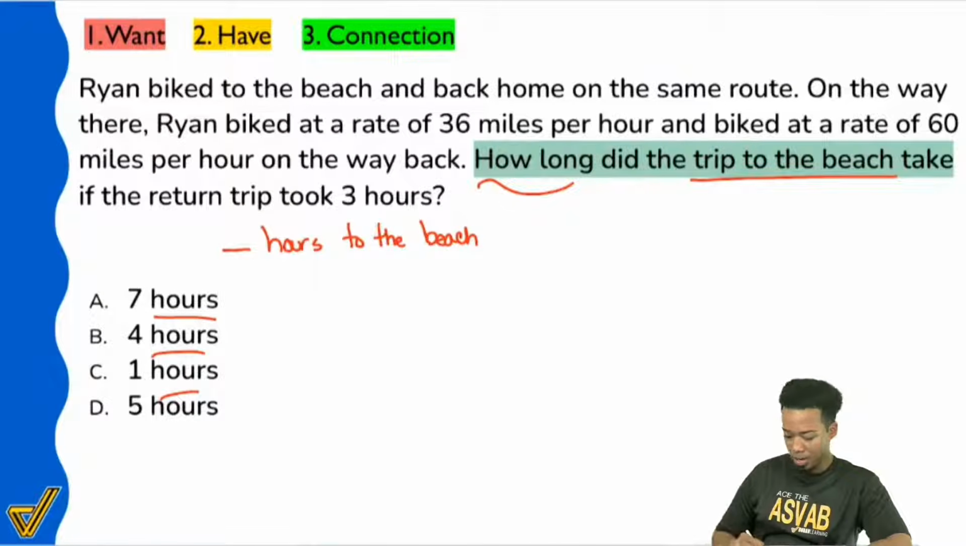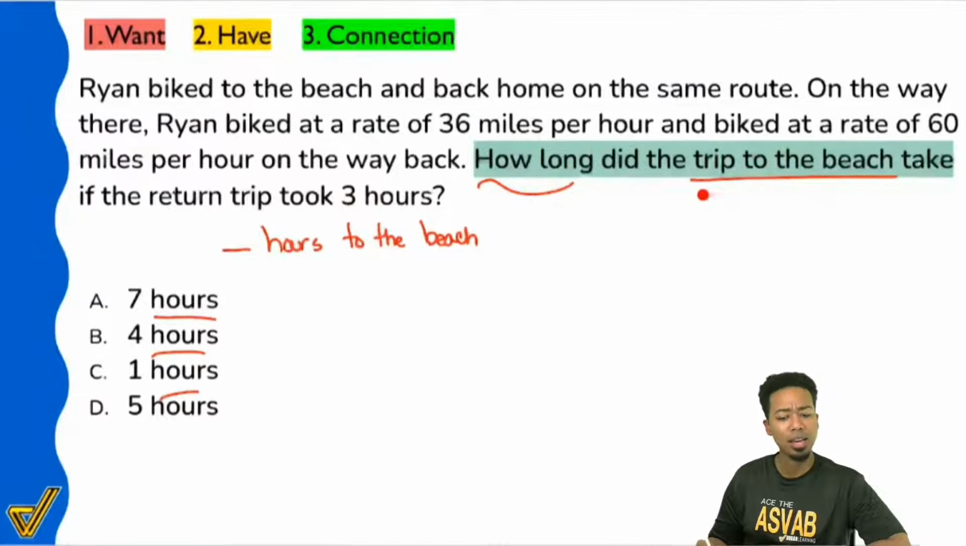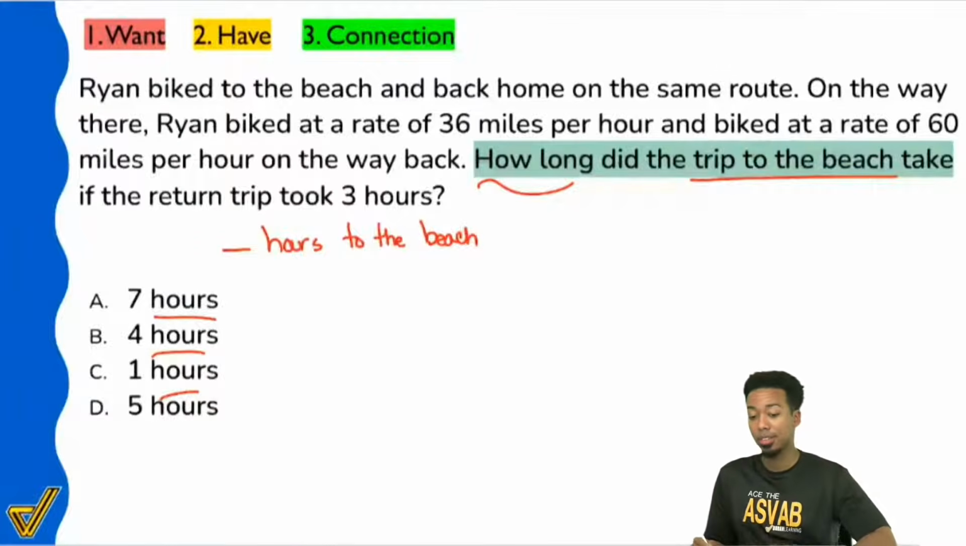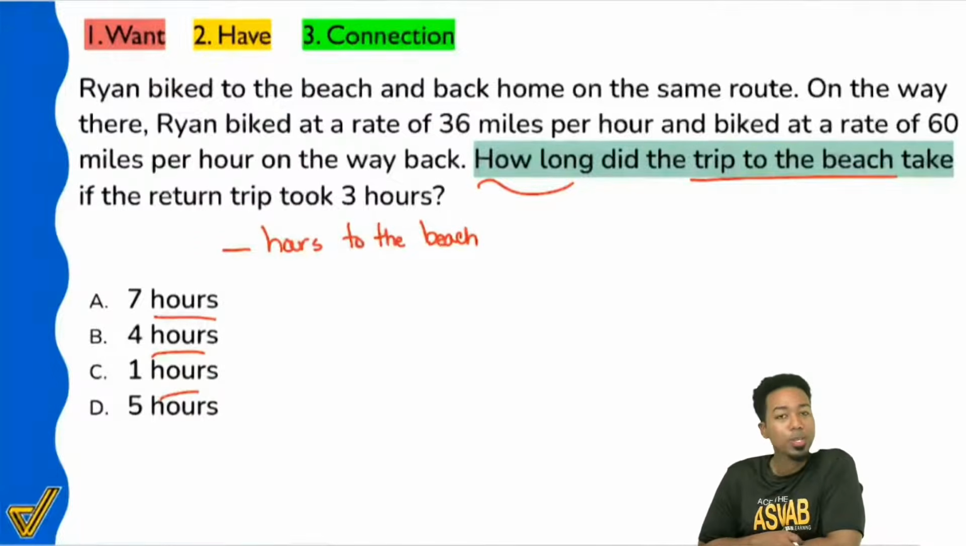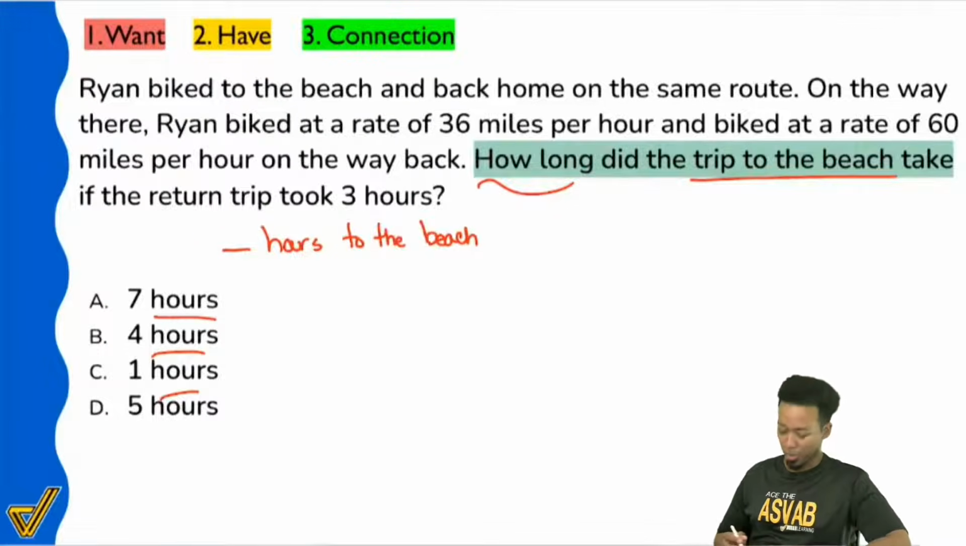And then it says over here, the return trip took 3 hours. So everybody, even though we see 3 hours, does that 3 hours represent the time to the beach? Or is that a time for something else? You tell me. Are those 3 hours here the time to the beach? Or is that something else? Yeah, exactly. No, that's the time back. That's the return trip.